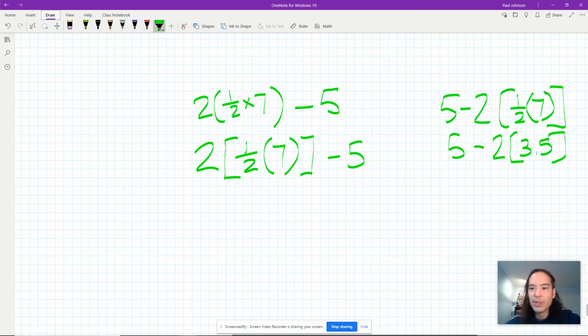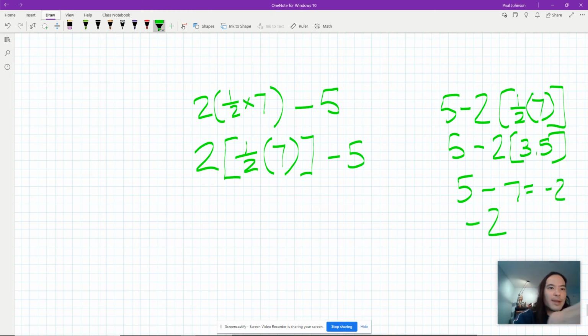Here's the problem: 2 times 3.5 is 7. So that would be 5 minus 7. That's not fifth grade math because that would be -2. All right. So we cannot do this one. This one will not work.